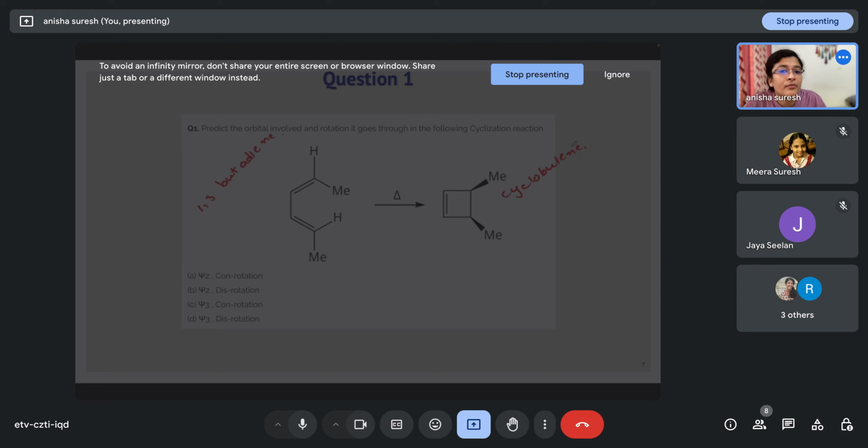Right. So which is the orbital that is involved? Psi 1, psi 2, psi 3 or psi 4? And what type of rotation will it be undergoing? Option A, psi 2 conrotation. Option B, psi 2 disrotation. Option C, psi 3 conrotation. And option D, psi 3 disrotation. Anyone?